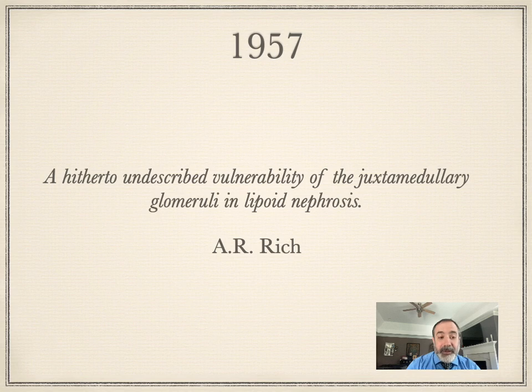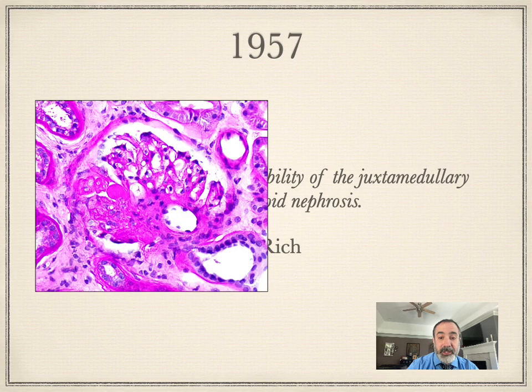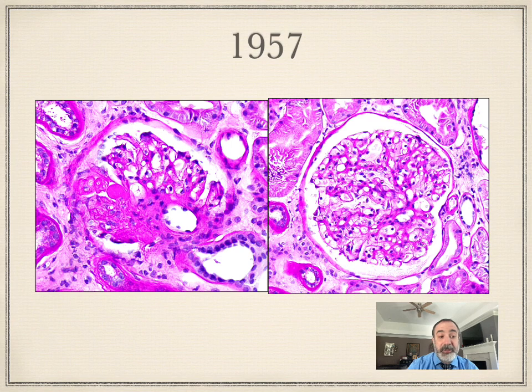In 1957, A.R. Rich's work was put forth in the Bulletin of the Johns Hopkins Hospital, entitled A Hitherto Undescribed Vulnerability of the Juxtamedullary Glomeruli in Lipoid Nephrosis. He would exploit the improvements in renal biopsy to discover that some treatment-resistant patients with clinical features of lipoid nephrosis, that is, with presumed minimal change disease, had instead focal segmental glomerulosclerosis when looked at on microscopy, and thus an important split in classification was created. For reference, on the left is a segmentally sclerotic glomerulus, and on the right is a normal glomerulus, as might be seen in true minimal change disease.